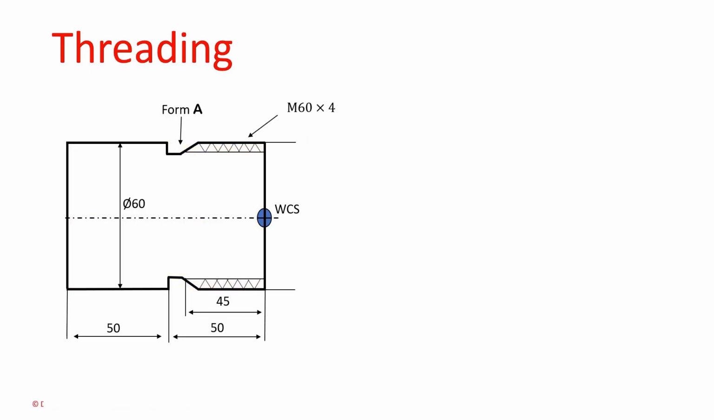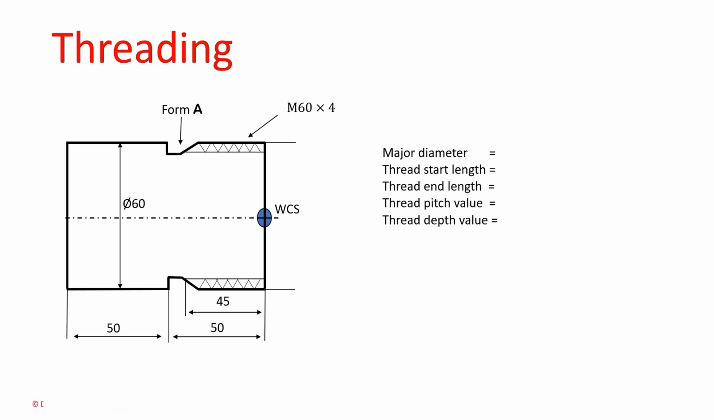Let's start the discussion on the threading operation for the selected drawing. On this drawing, M60x4 represents the threading operation. We need some parameters for this operation. They are the thread nominal or major diameter, thread start length, thread end length, thread pitch value, and thread depth value. Our thread specification is M60x4, in which M represents the metric thread. The 60 means the nominal or major diameter of the thread. The 4 means the thread pitch value. Based on the pitch value, we will calculate the thread depth value.